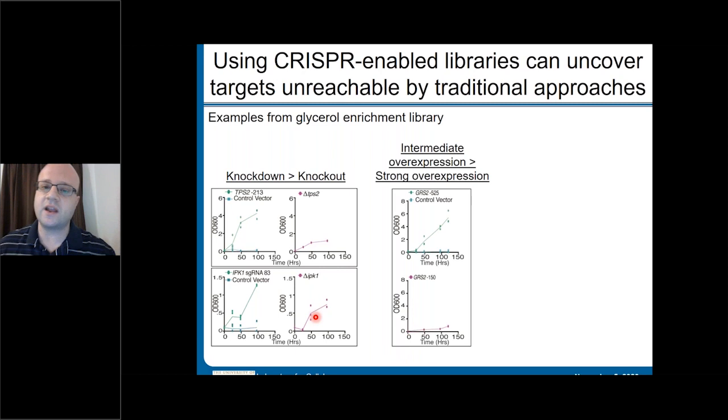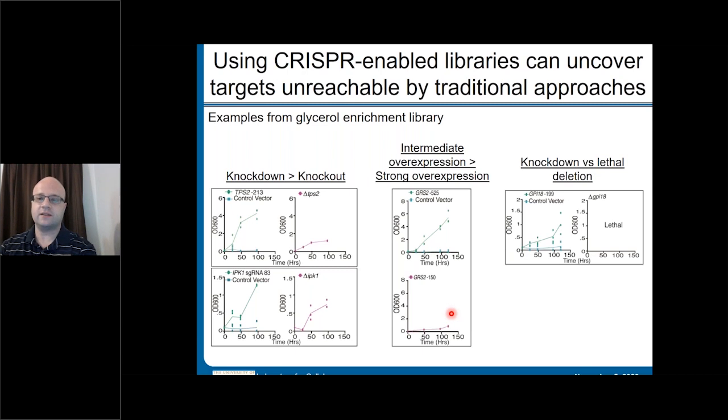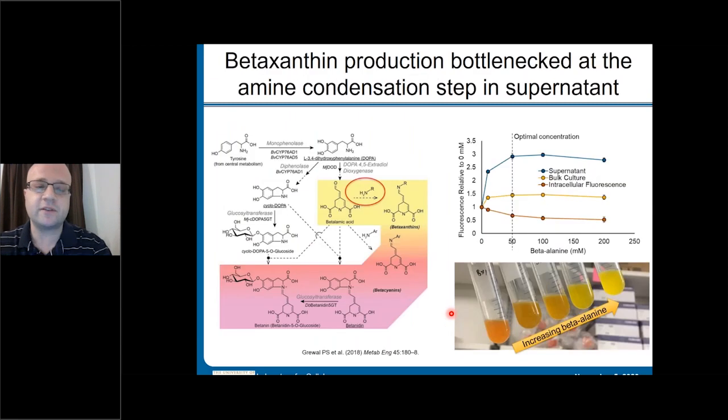There are some cases where intermediate overexpression was by far better than strong overexpression. If we look at growth here, with the intermediate overexpression of GRS2, we get significant improvement of growth, but we get very little improvement of growth, actually just slight over the control, in the strong overexpression case. And then we also found targets such as GPI-18 where we found an improvement with a knockdown, and the knockout is lethal. So essentially we're able to uncover targets that would have completely been missed through traditional gene knockout approaches.